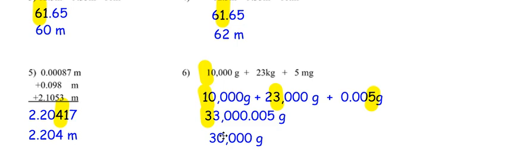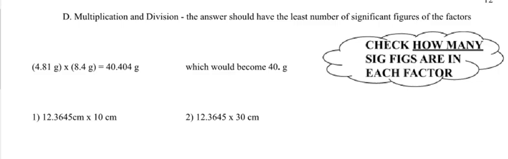Okay, so that's addition. Let's turn the page and see what we do for multiplication and division. All right, so on to multiplication and division.